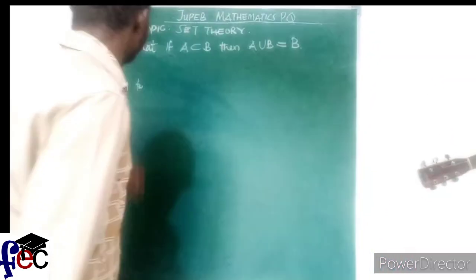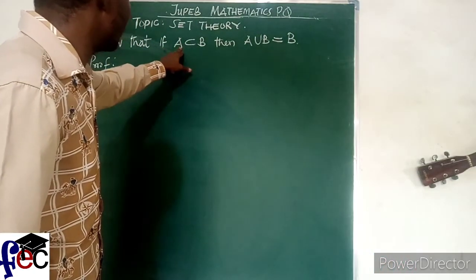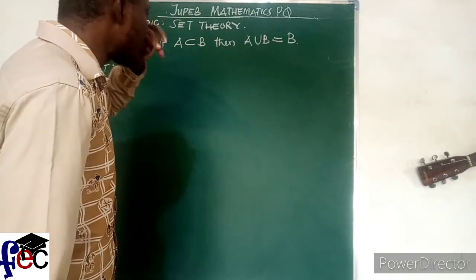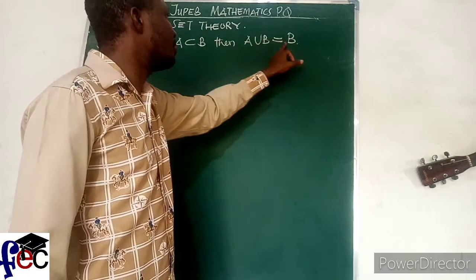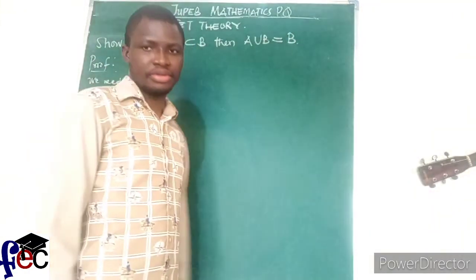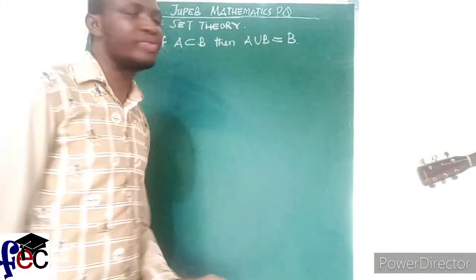So we have another question on set theory. It says show that if A is a subset of B, then A union B will be equal to B. Alright, so how do we prove this?